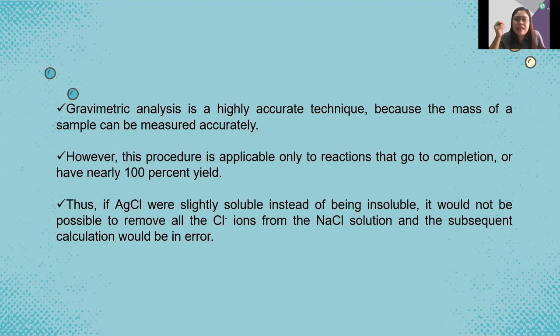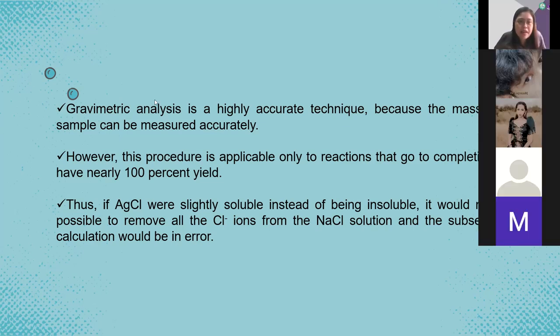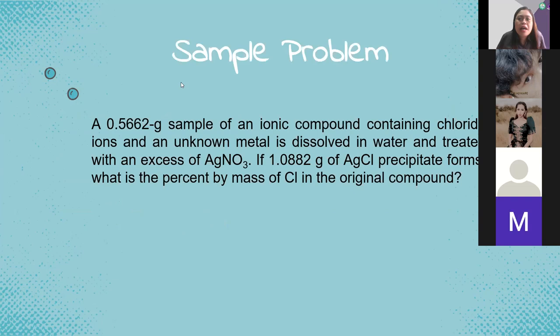So gravimetric analysis is a highly accurate technique. It's a very accurate technique because the mass of a sample can be measured accurately. However, applicable lang si gravimetric analysis sa mga equation class na merong complete precipitation. Meaning, magpo-produce talaga siya ng precipitate and that the precipitate is really insoluble. Kasi kapag slightly soluble yung precipitate, merong madidissolve na part, hindi na siya 100% yield, you cannot really identify the original substance for that. So again, applicable lang siya kapag merong completion of the reaction, magpo-produce siya ng precipitate.